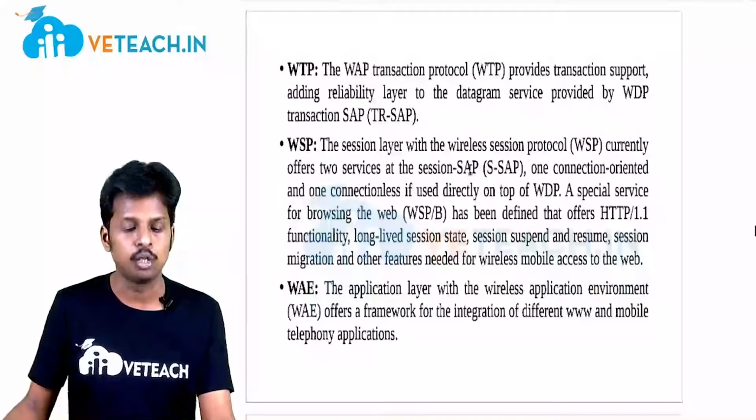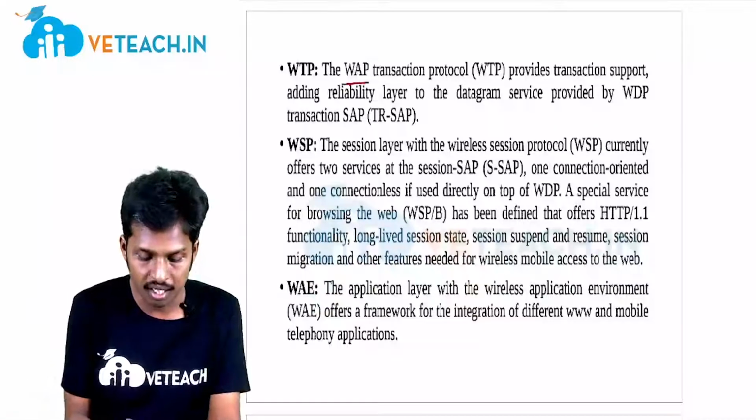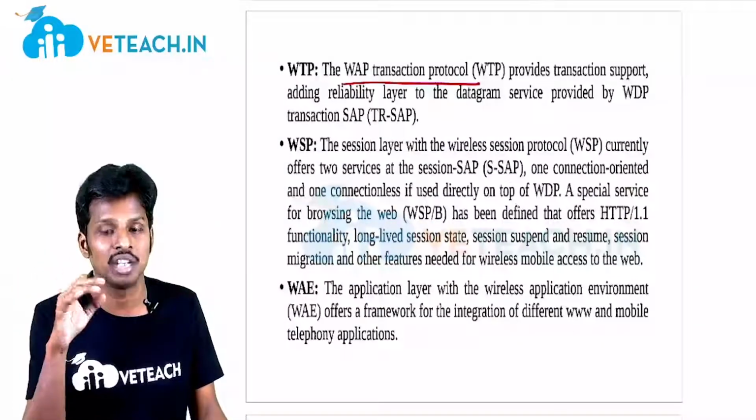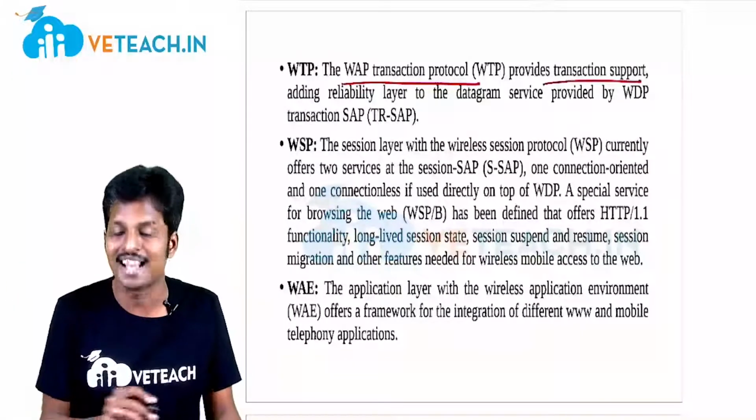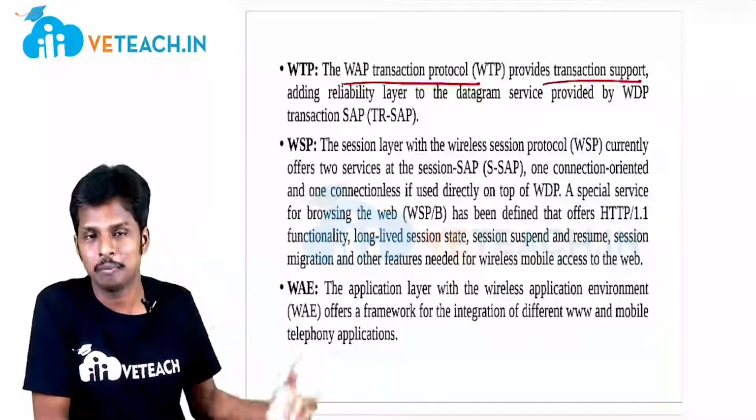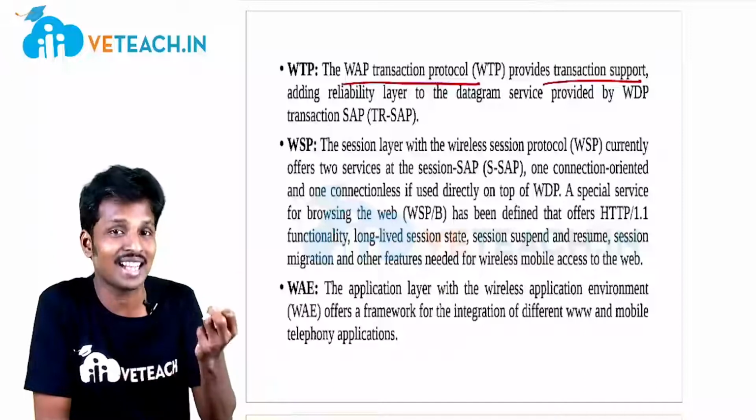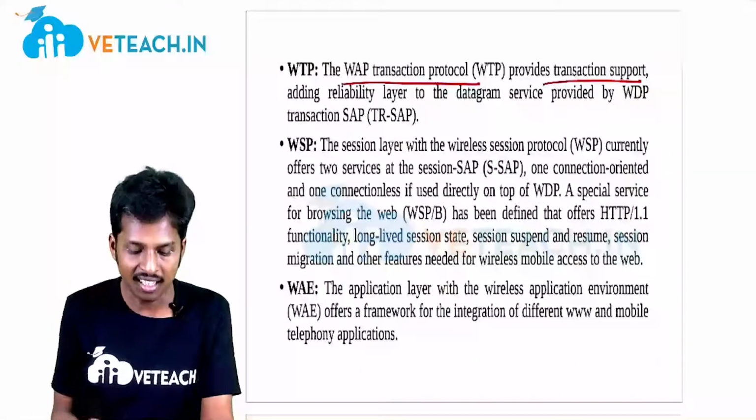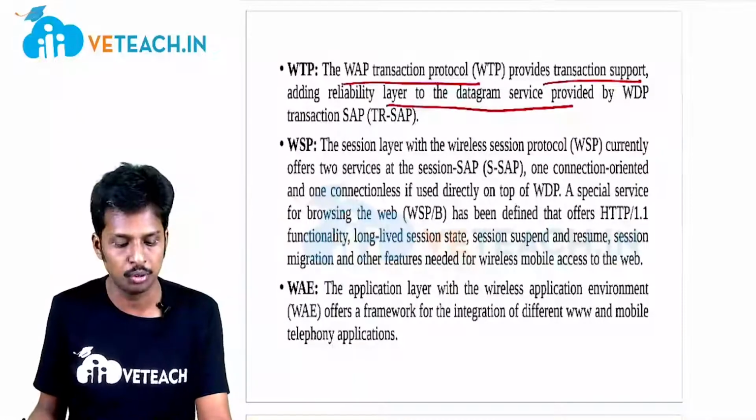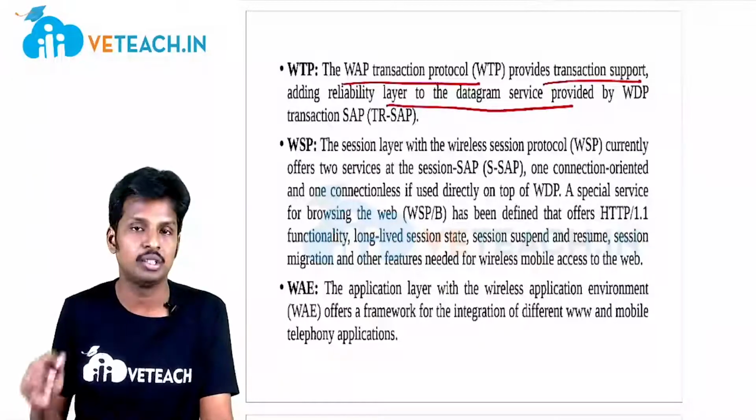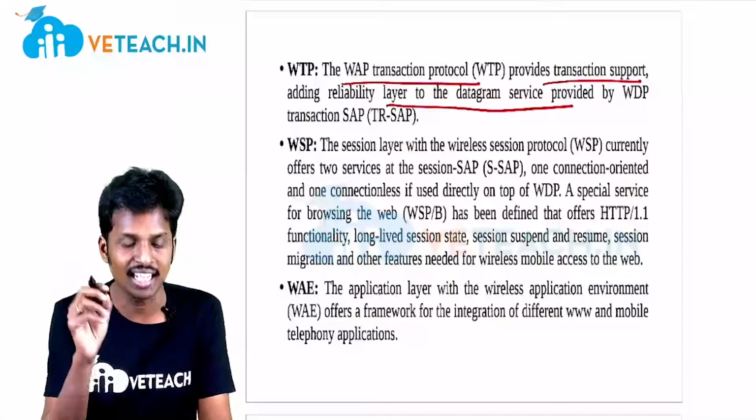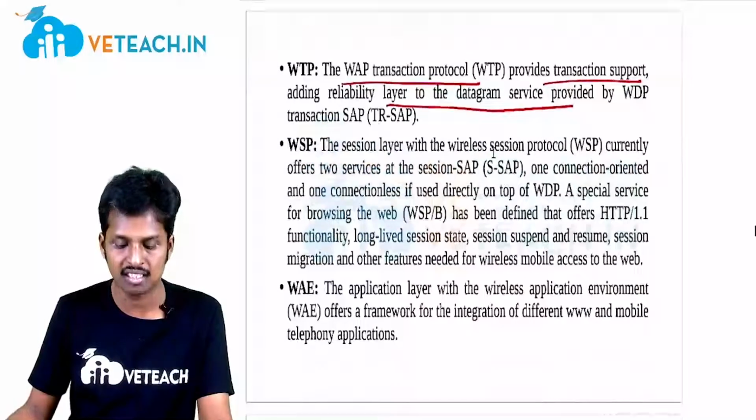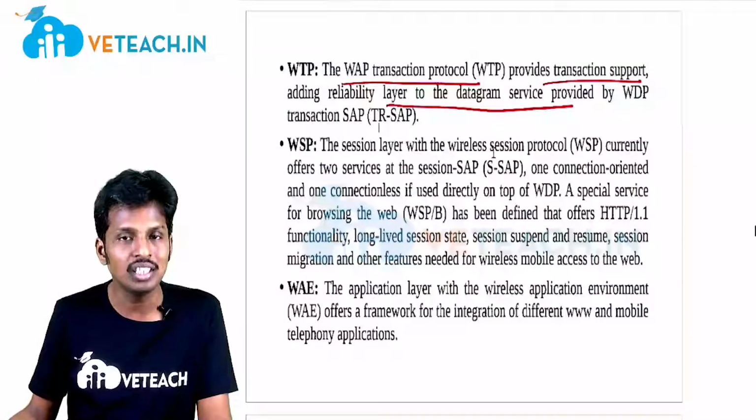Next one is WTP. WTP stands for WAP Transaction Protocol, which deals with the transactions sent from one device to another device and provides transaction support. It treats the messages sent from source to destination as a transaction. WTP works with transaction management, adding a reliability layer to the datagram service provided by WDP. The WDP we have already discussed in the earlier slide, where the datagram is sent from source to destination.